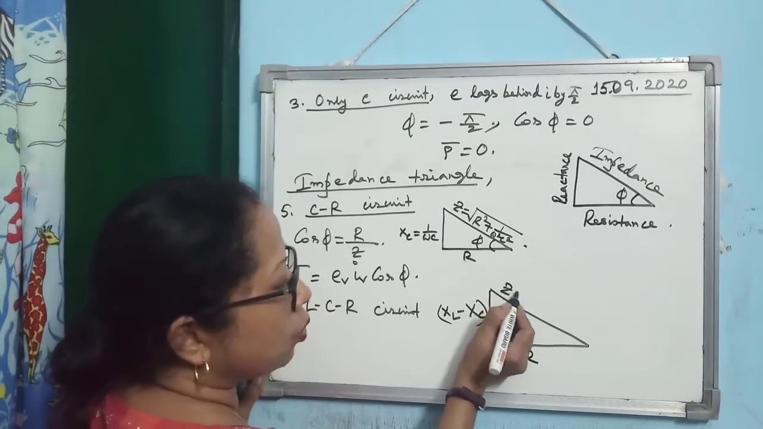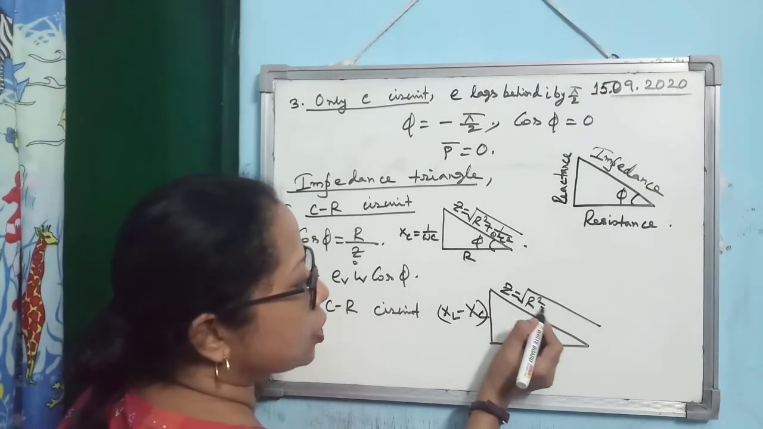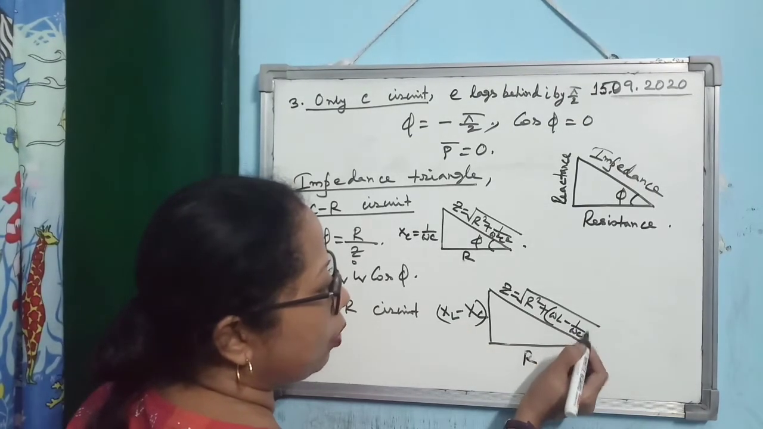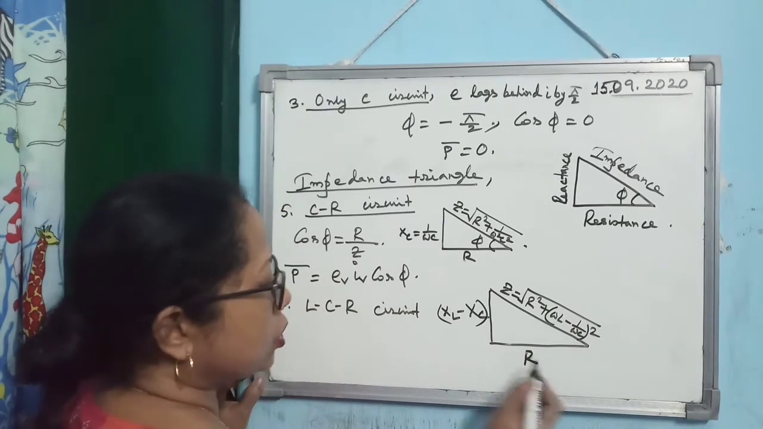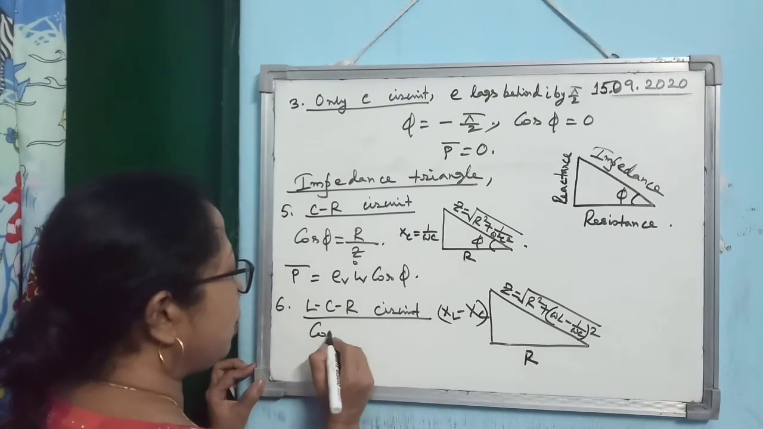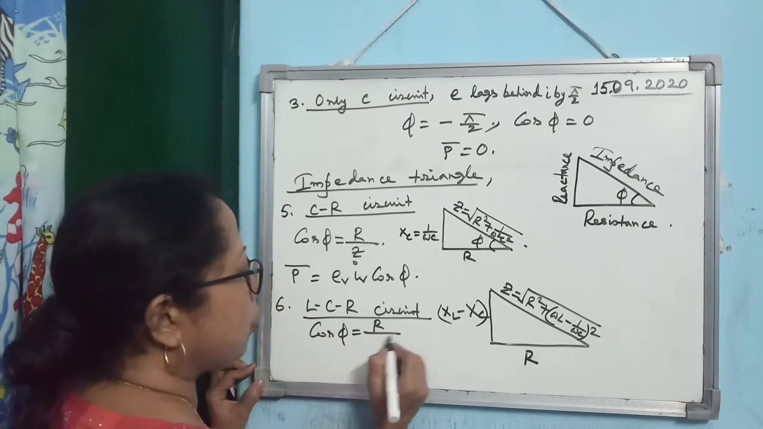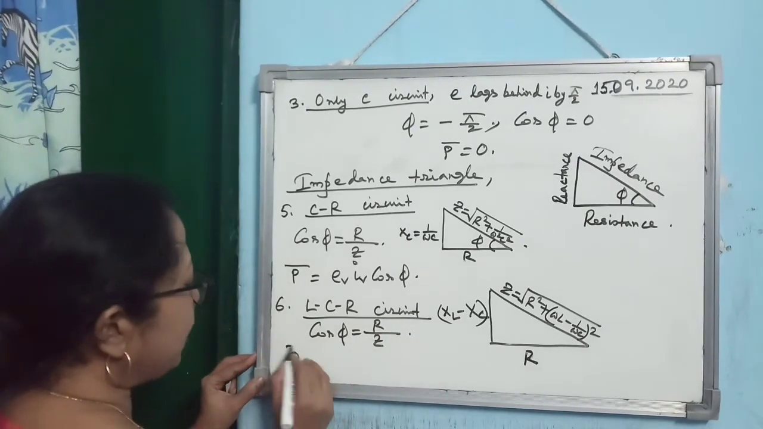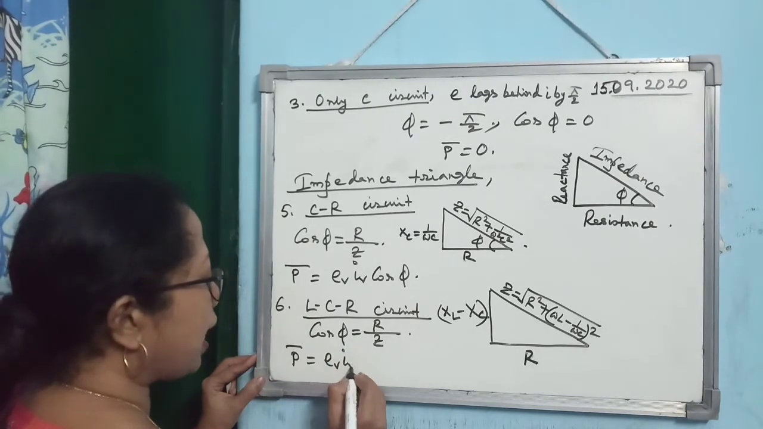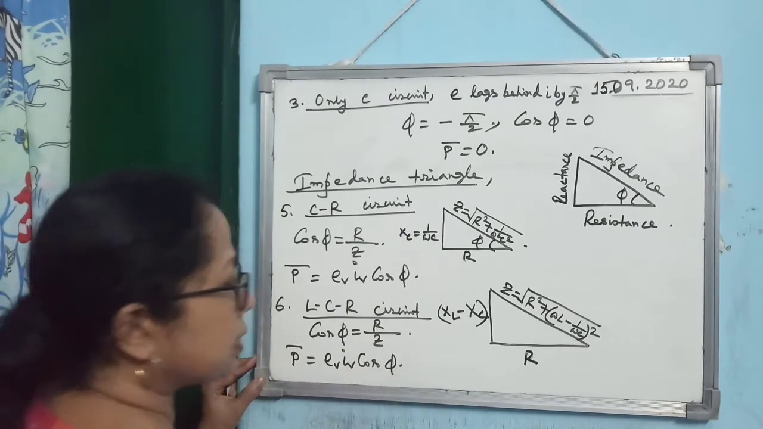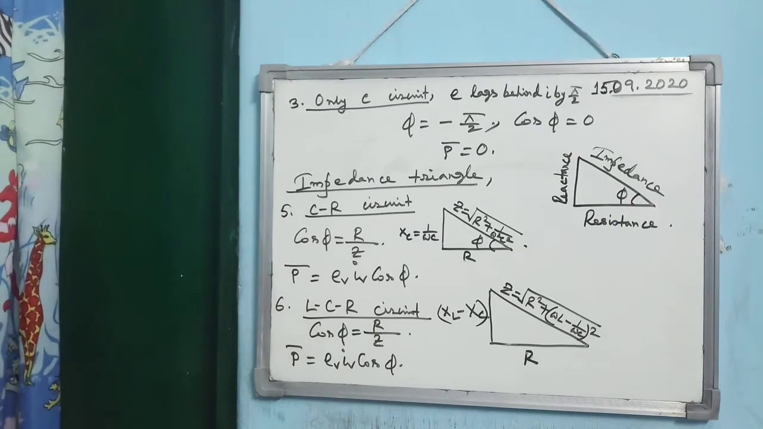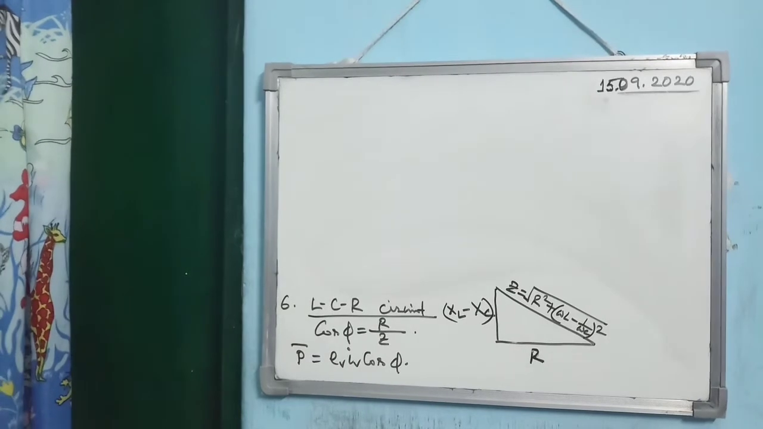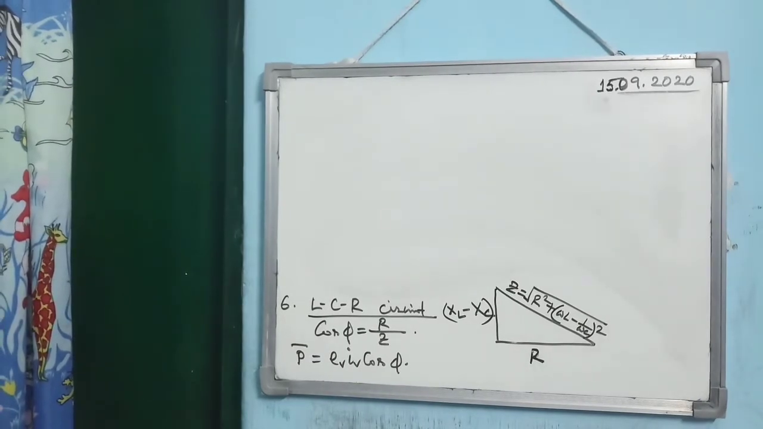This is R. So what will be Z? Z will be the square root of R square plus XL minus XC, where XL is omega L and XC is 1 upon omega C, whole square. So in this case, you see, what will be cos phi? Cos phi equal to R by Z. Is that clear? And what will be the P average? P average is given by EV/IV cos phi. Okay, but there is an important point here. What is the important point that you have to remember here?